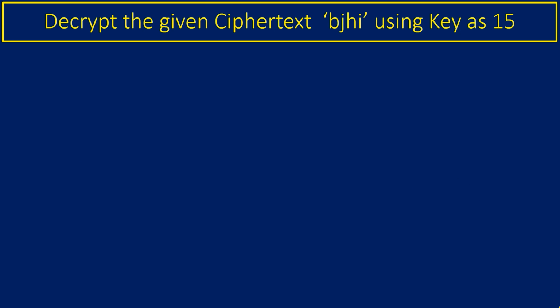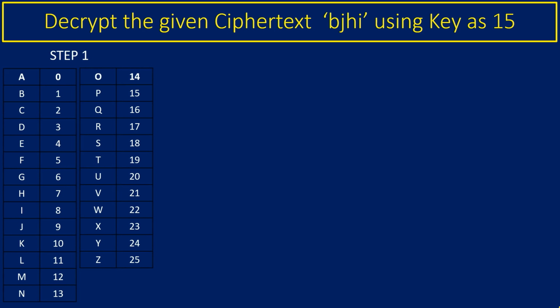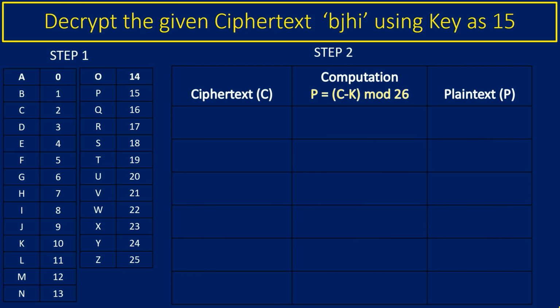Let us now see the following question, which is given as: decrypt the given ciphertext B, J, H, I using the key 15. As all of you know very well by now, the first step is you're supposed to use the mapping table. The second step is that you should use a 3-column table. First column you should fill up with the ciphertext letters. So let us do that. The letters given are B, J, H and I. Now we have to assign numbers corresponding to these letters, which we do using the mapping table on the left. So what is the number corresponding to B? It is 1. So we write 1.